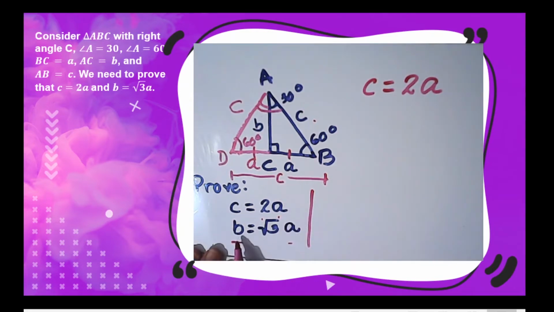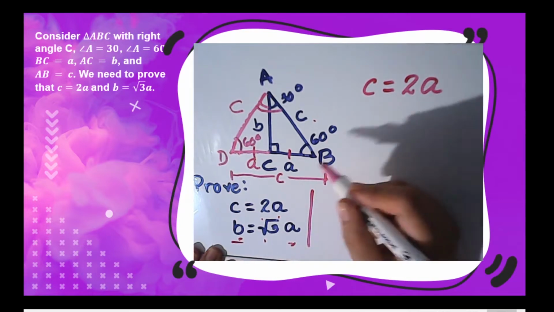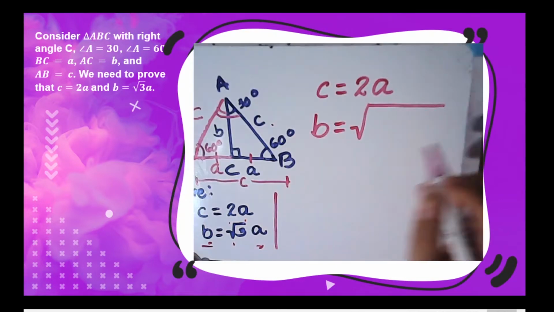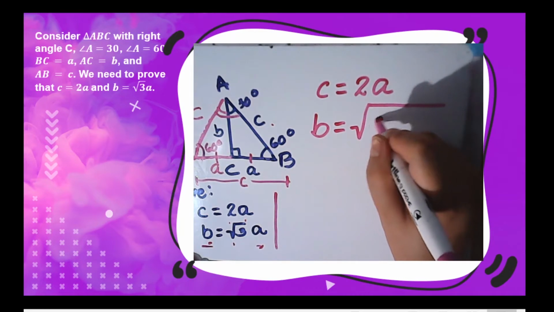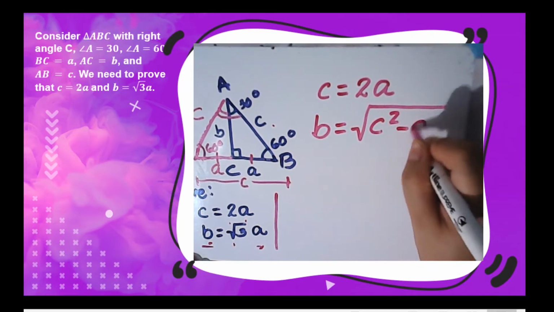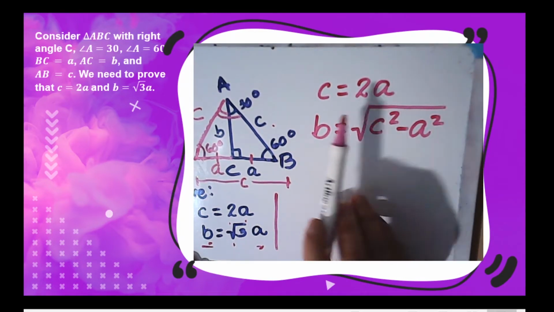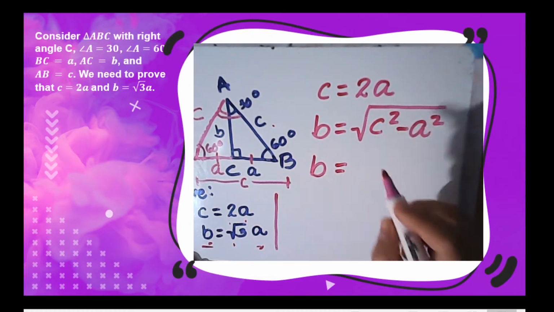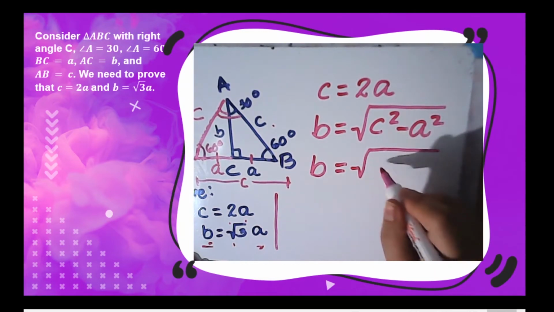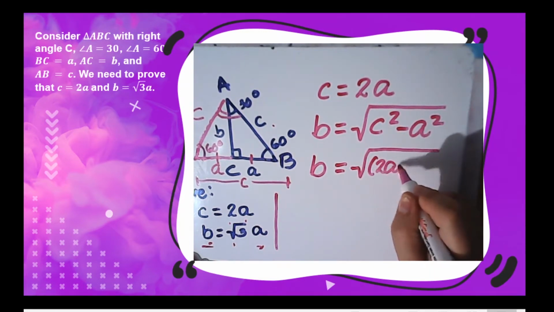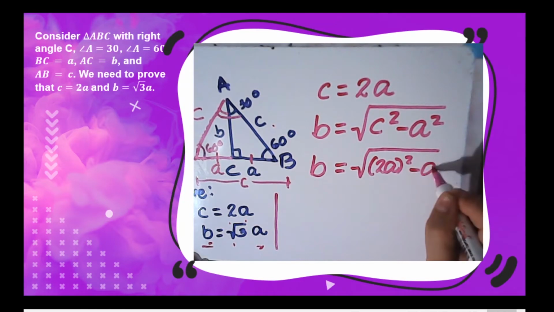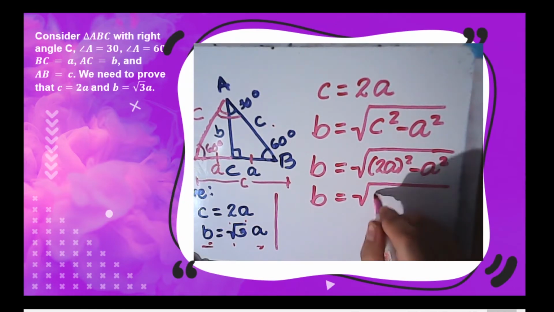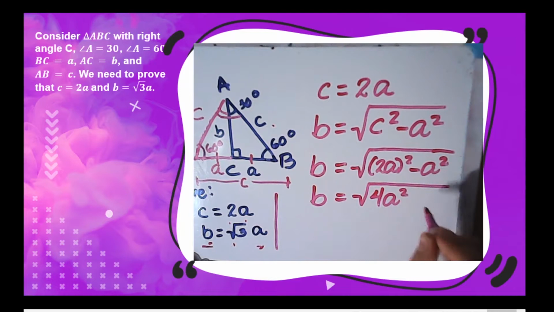Now, let us prove that the length of the longer leg is equal to square root of 3 times the length of the shorter leg. Okay, using the Pythagorean theorem, which says B is equal to the square root of the difference of C squared and A squared, we will substitute 2A for C. Therefore, B is equal to the square root of 2A squared minus A squared. 2A squared is equal to 4A squared minus A squared.